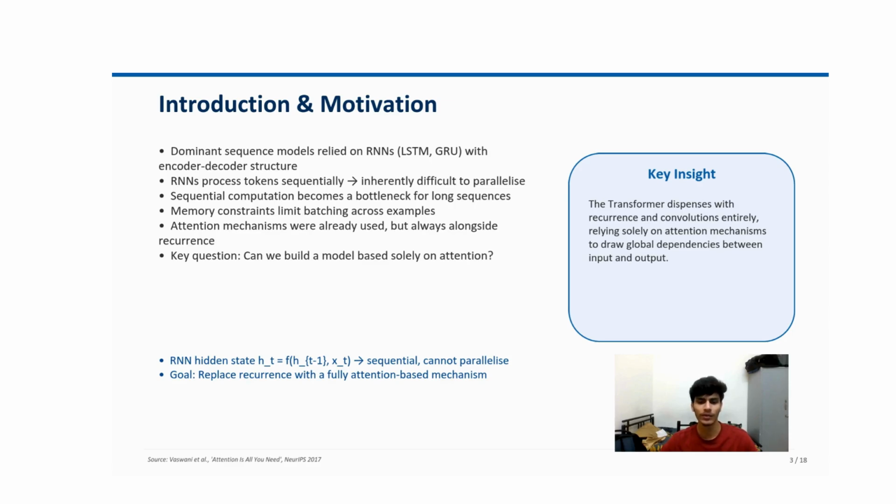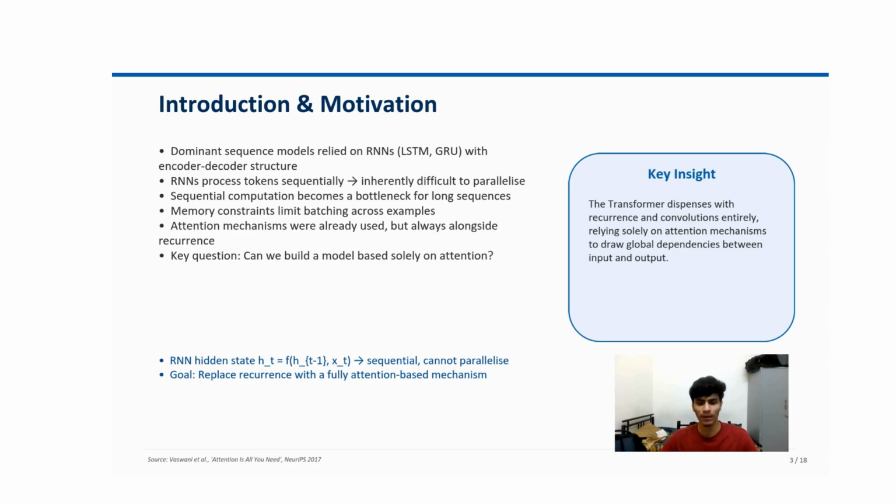First, this sequential nature makes it difficult to parallelize computations, which slows down training significantly. Second, learning long-range dependencies becomes difficult because information has to pass through many steps, leading to issues like vanishing gradients. Even though attention mechanisms were introduced to improve performance, they were always used alongside recurrence. So the key idea of this paper was to question whether recurrence is necessary at all, and the authors proposed that attention alone is sufficient to model dependencies in a sequence.